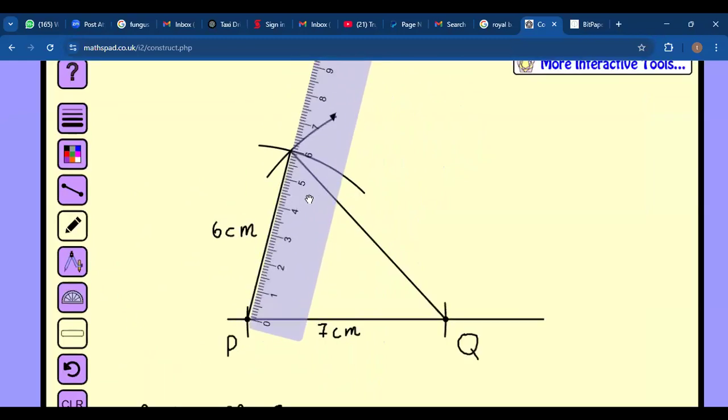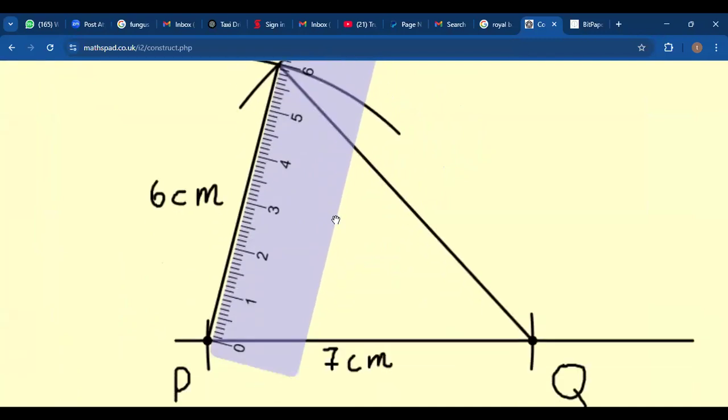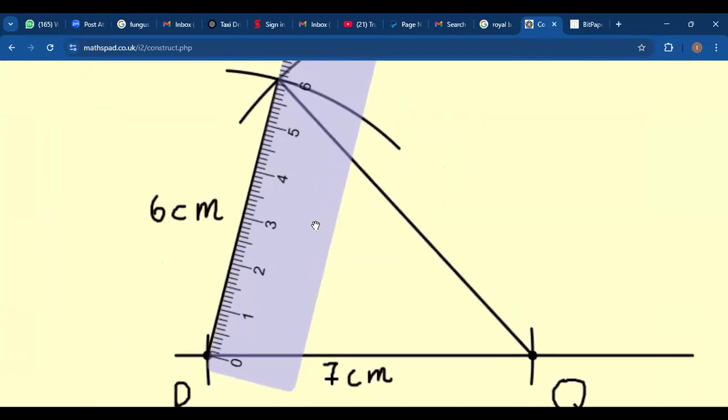All right, so let's look at this. What is the size of this? If we start from 0 to here, what is the size of this line? 6 centimeters. What is the size of this line? 6 centimeters, very good.